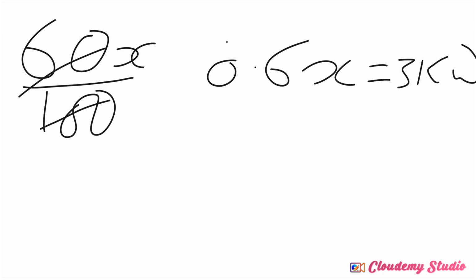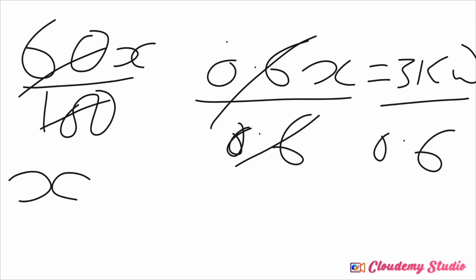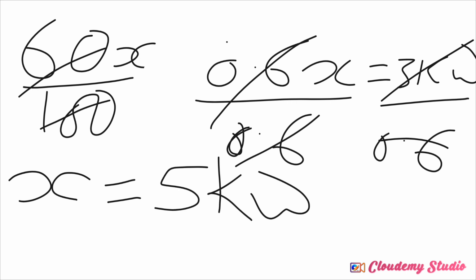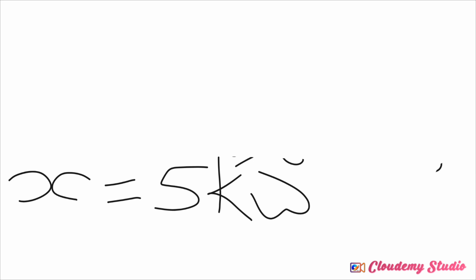So now what we are going to do is divide both sides by 0.6. This and this will go, so that we can find this power called X, which is giving us the unity that we need. If we divide by this one, it will give us 5 kilowatt. That is the power which will be given. Now, that is not the final answer. Let's get back to the question.